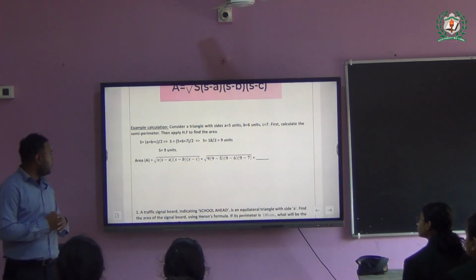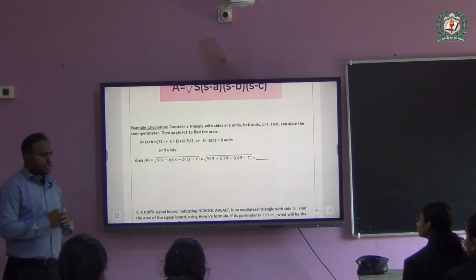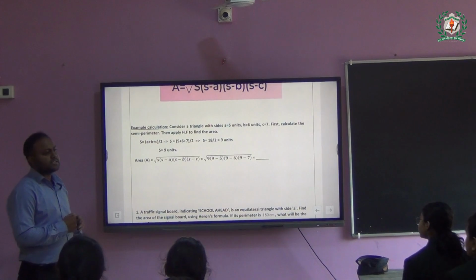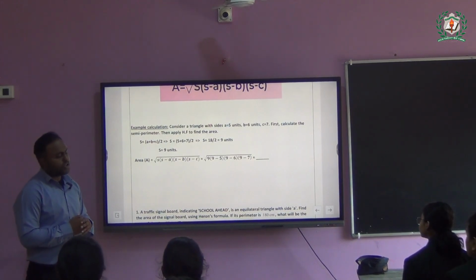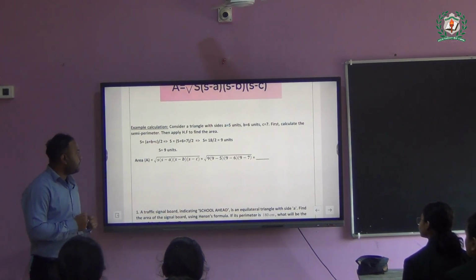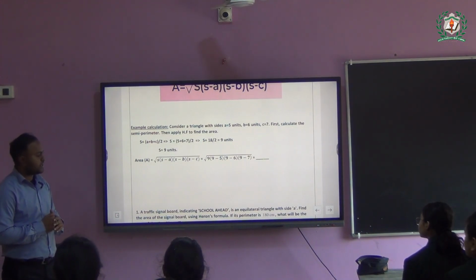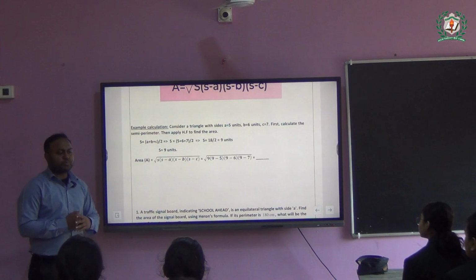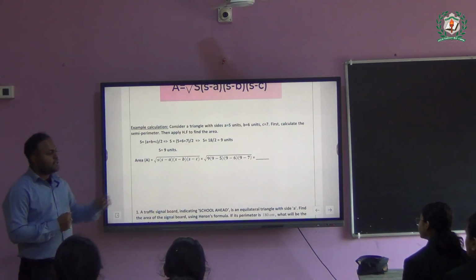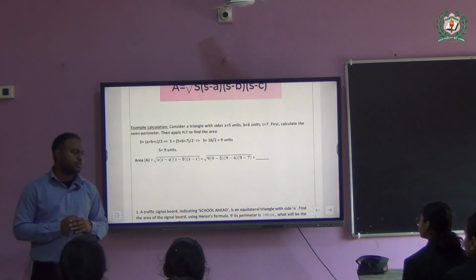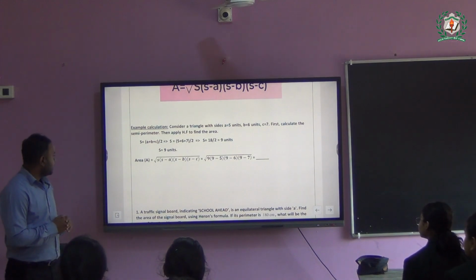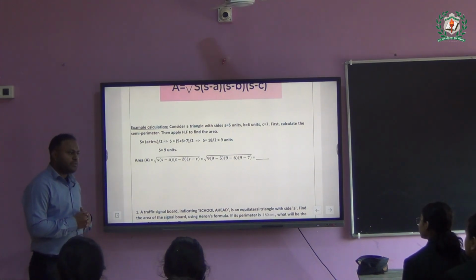As you see on the board, S equals (A plus B plus C) whole divided by 2. According to the example, A is 5, B is 6 and C is 7. The sum of these three numbers is 18, and 18 divided by 2 is 9. Very good. So now we have a formula of the area.